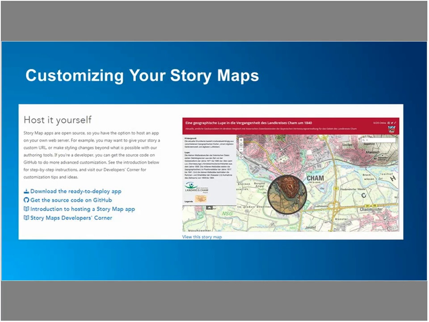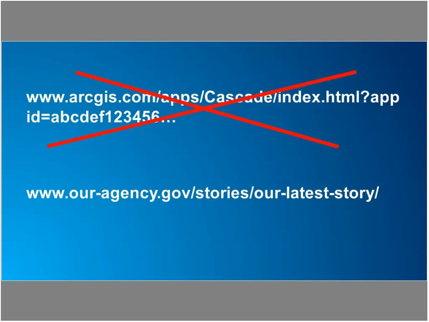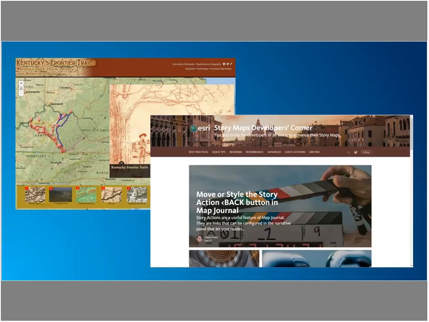So while the needs of most story map authors are going to be served through the versions of these apps that are hosted through ArcGIS Online or your ArcGIS Enterprise portal, there are also a few reasons to consider self-hosting. One of the first benefits is that you can give your story a custom URL on your organization's domain. So instead of the standard arcgis.com URL that you can see here, you can have your story changed to a URL that is more in line with your agency or your organization.